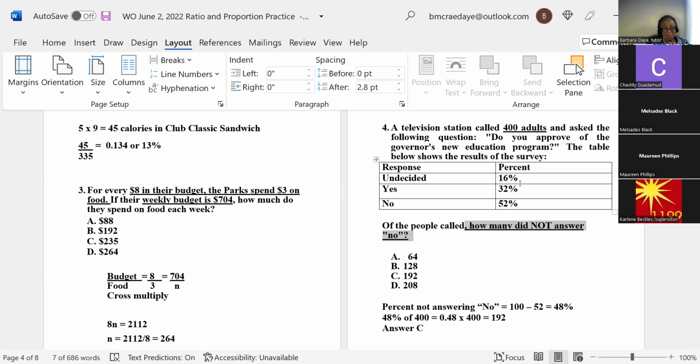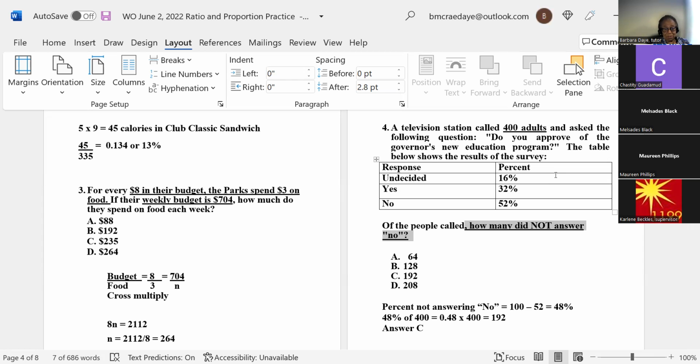That's right. So you got your numbers staring you right here. These two categories did not answer no. 16% was undecided. They didn't say no or yes. 32% says yes. When you add these two, that's the total that did not answer no. That was my mistake. I said 33 instead of 32, and that way I'd get 101. Oh, okay. Mercedes, you understand now what you should have done? Yes, miss. Thank you so much.